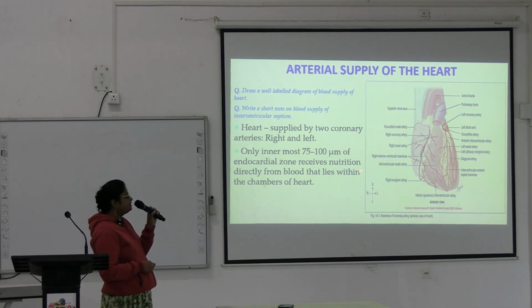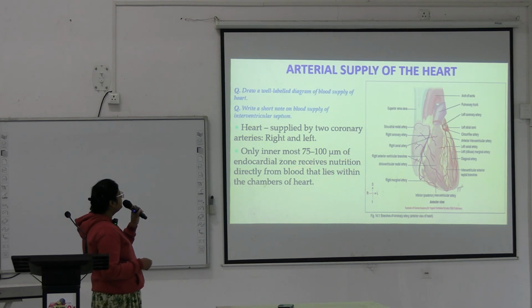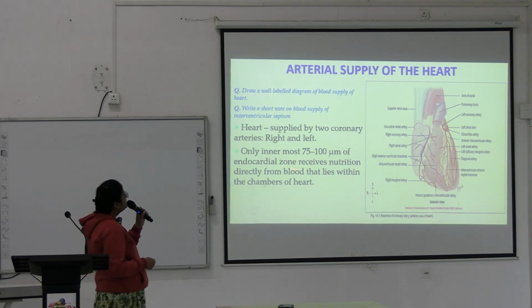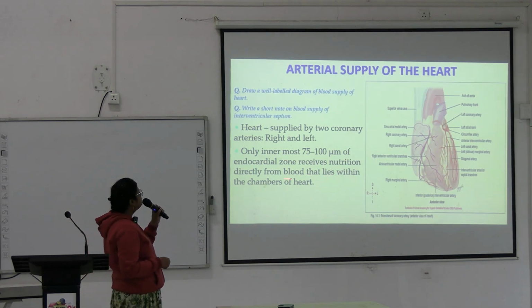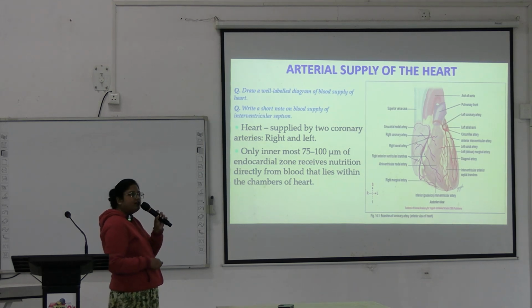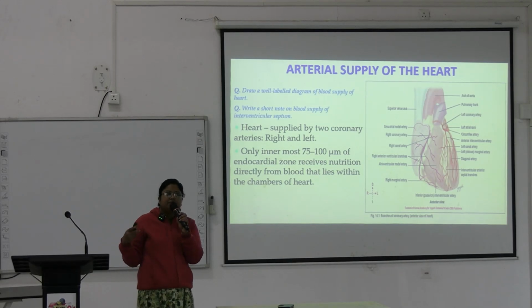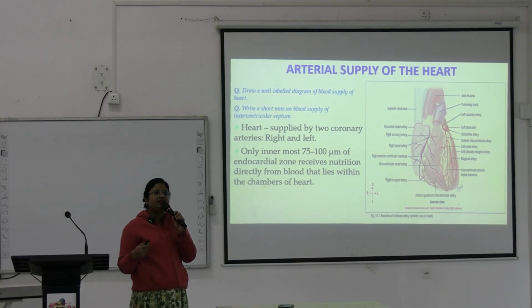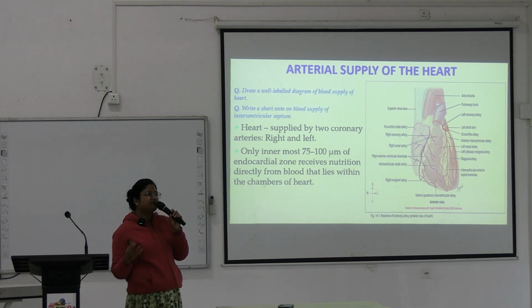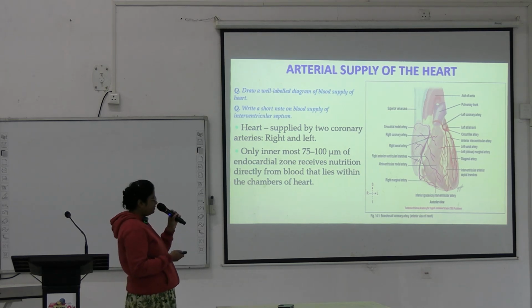Only the innermost 75 to 100 micron of the endocardial zone receives nutrition directly from the blood that lies within the chambers of the heart. Only the innermost layer, the endocardium, is supplied by blood in the chambers of the heart, and the rest of the portion, myocardium and epicardium, is supplied by these coronary arteries.